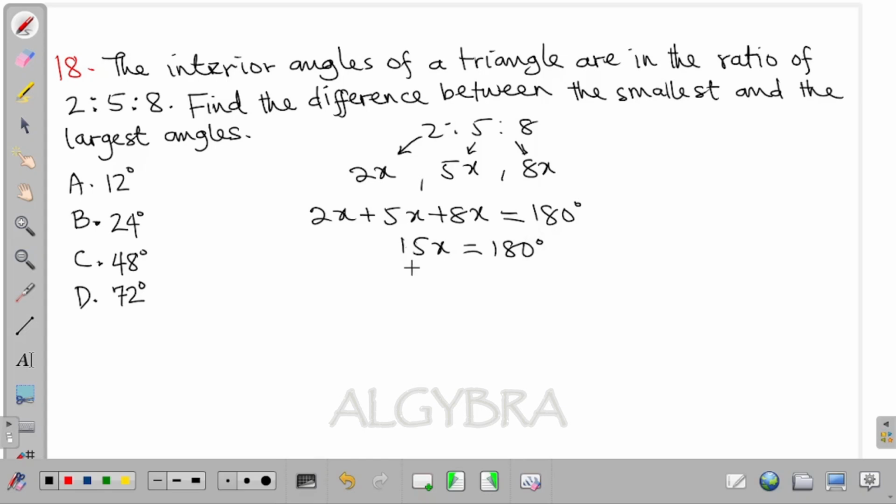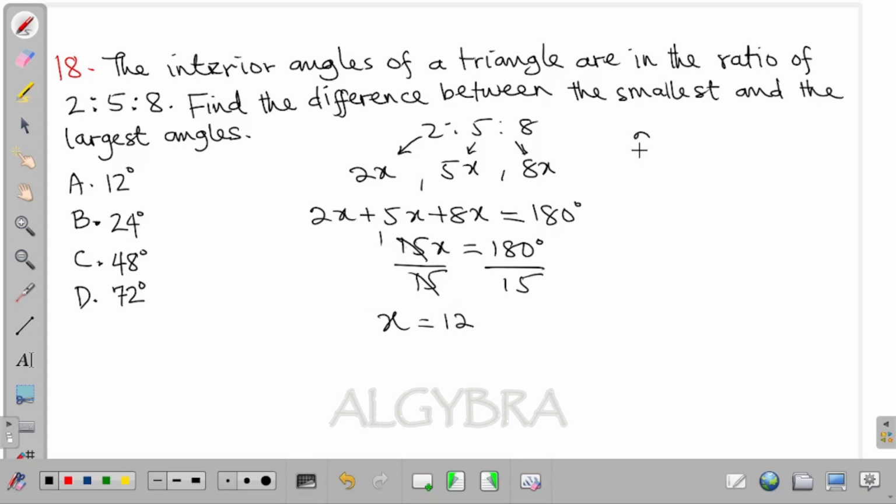So if we want to make x the subject, I'm going to divide both sides by 15. So 15 over 15 is going to give me 1. x is going to be equal to 180 over 15, which is equal to 12. So x is going to be equal to 12, right? But we're looking for the difference between the smallest and the largest angles.